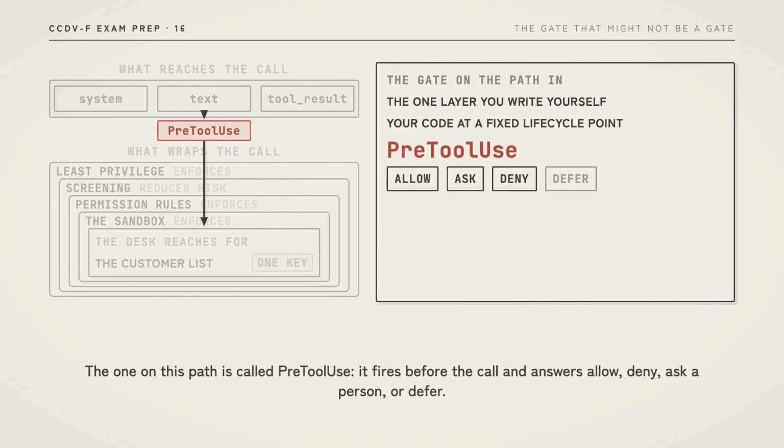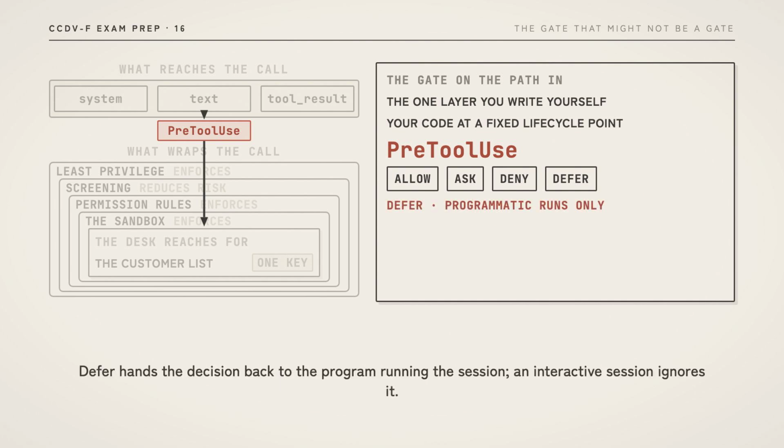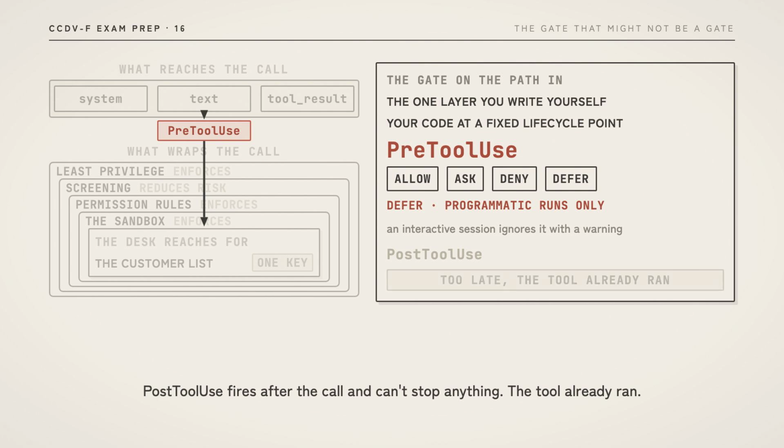The one on this path is called pre-tool use. It fires before the call and answers allow, deny, ask a person, or defer. Defer hands the decision back to the program running the session. An interactive session ignores it. Post tool use fires after the call and can't stop anything.